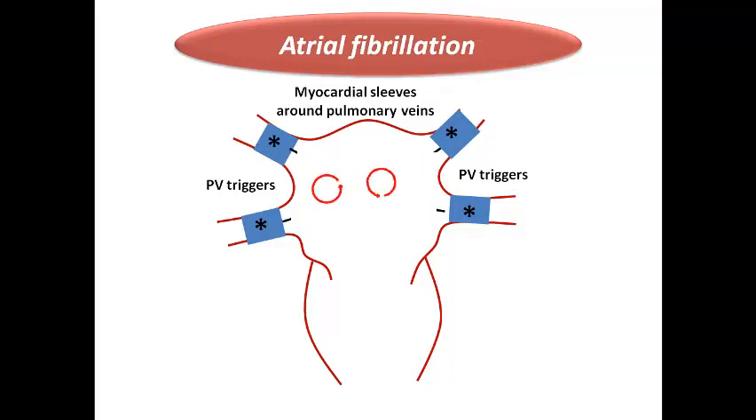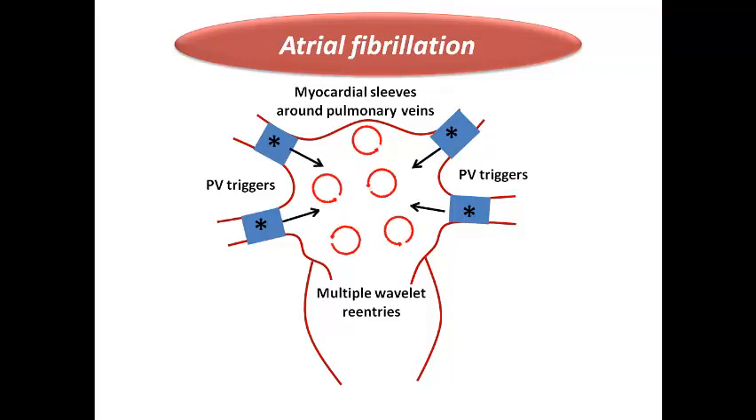This circuit can trigger another re-entrant circuit, another circuit, another circuit, leading to formation of multiple wavelet re-entries. Each one of them can collide with the other one adjacent to it, leading to its fragmentation, leading to formation of a completely chaotic electrical activity in the left atrium. So here we don't have an organized atrial activity. We don't have an organized atrial depolarization like in sinus rhythm.